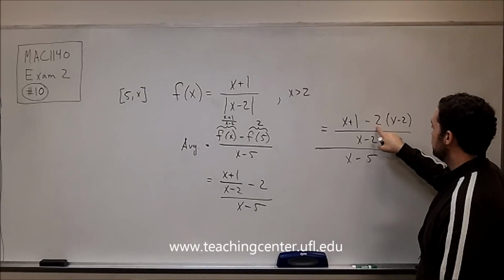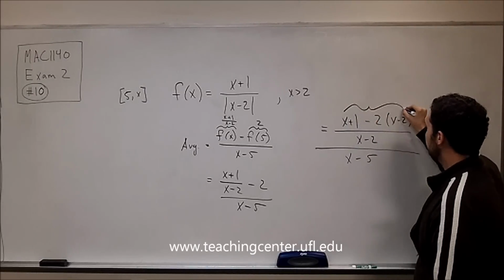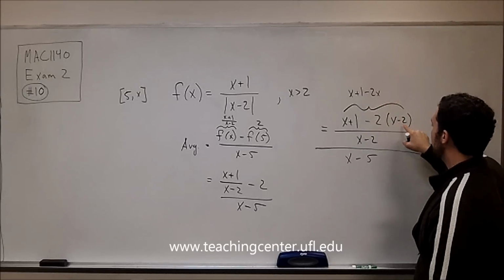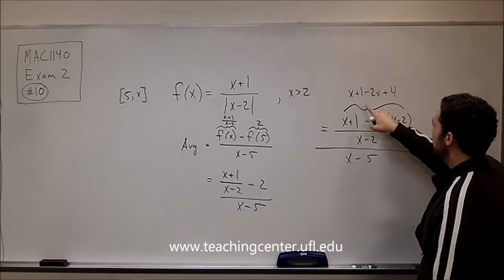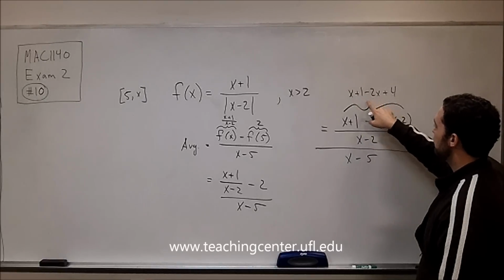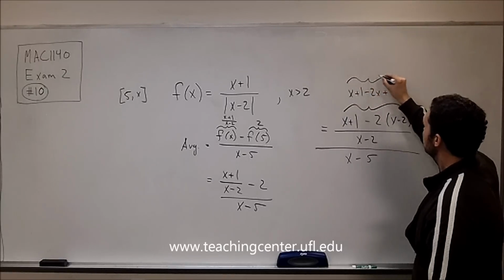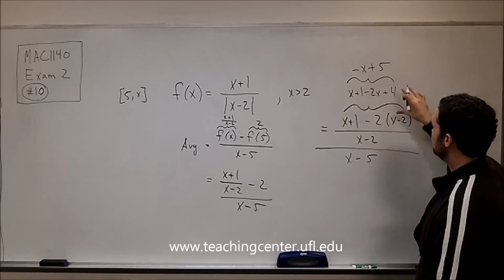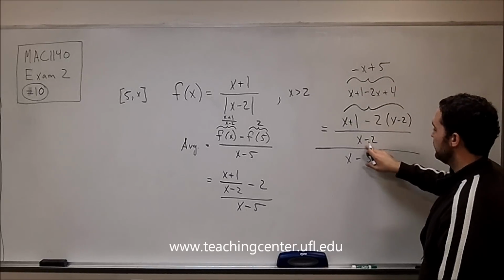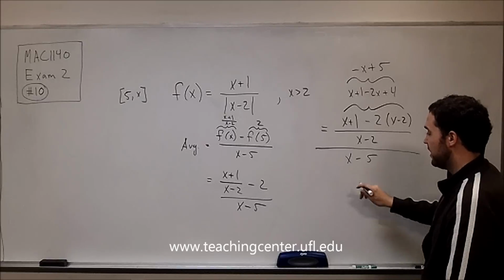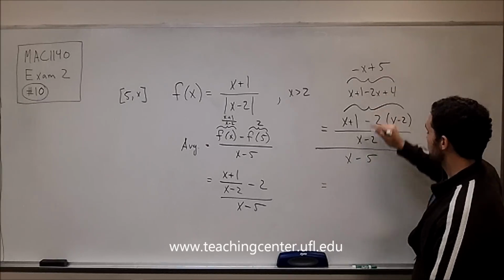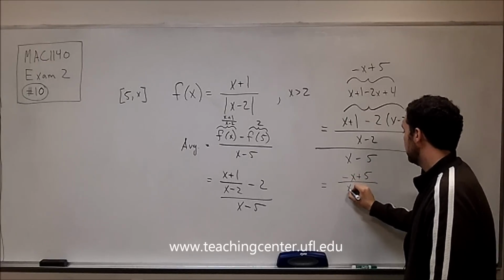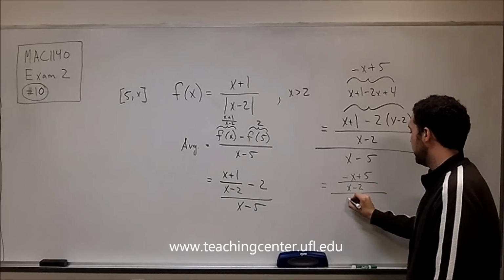Now if you distribute the 2, the top is going to be x plus 1 minus 2x, and then the double negative gives you a plus 4. When you combine your like terms, x minus 2x gives you a negative x, and 1 plus 4 gives you a 5. So the top is just negative x plus 5, all over x minus 2, but that's all over x minus 5. So let's write this a little more clearly: negative x plus 5 divided by x minus 2, all divided by x minus 5.